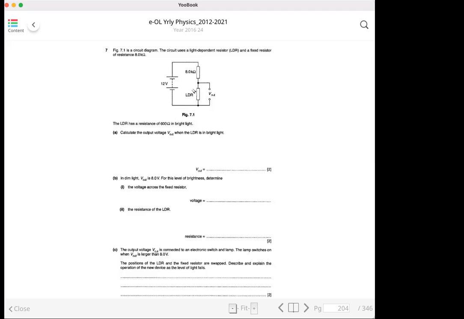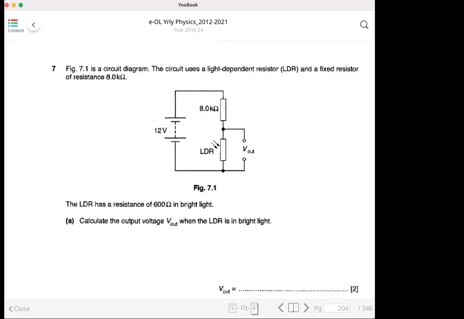Okay, let me go through this question with you. Okay, so this circuit uses a light dependent resistor. For a start, let me zoom in. Okay, so this resistor on top here is fixed. This is variable depending on the light. Can you see when there is bright light, it is 600 ohm.